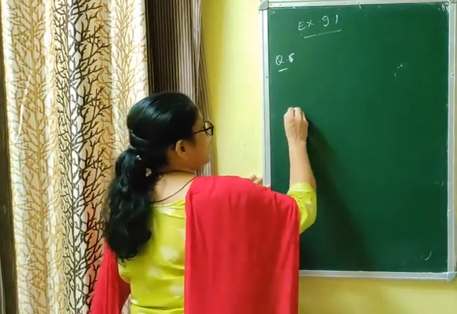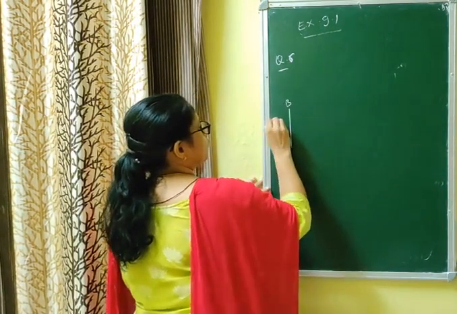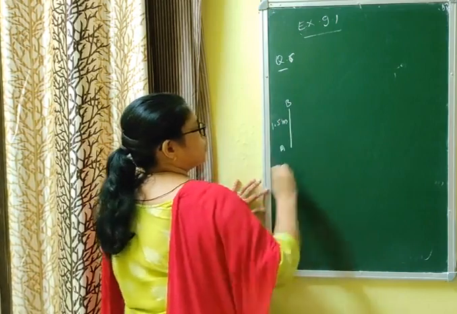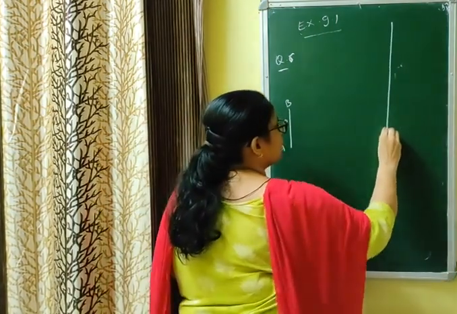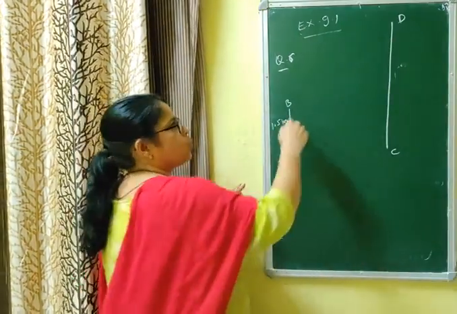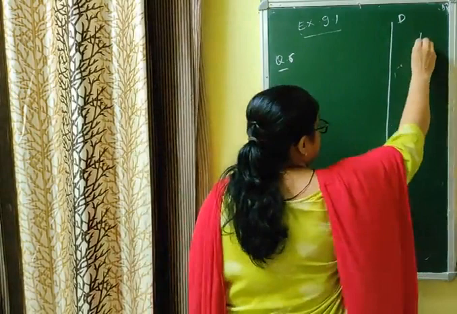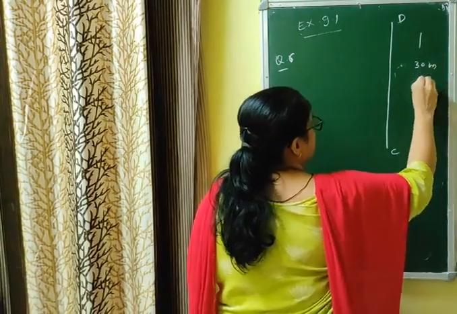There is a tall boy, that is, let AB be the boy of height 1.5 meter. This is the tower. The boy who is 1.5 meter in height is looking at the tower in front. That is, CD is the tower of height 30 meter that you are given.